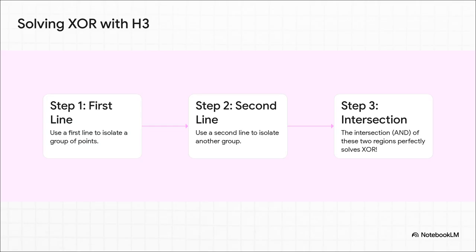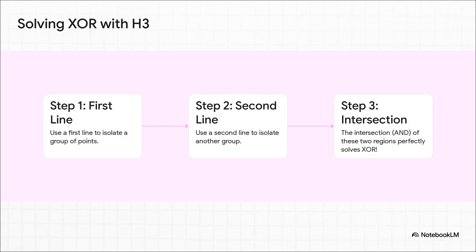So how does this AND logic actually crack the XOR problem? Well, it's pretty brilliant. It uses two simple lines to create a complex shape. In step 1, you can use a line to create a region. Then, in step 2, you use a second line to create another overlapping region. The magic happens in step 3.